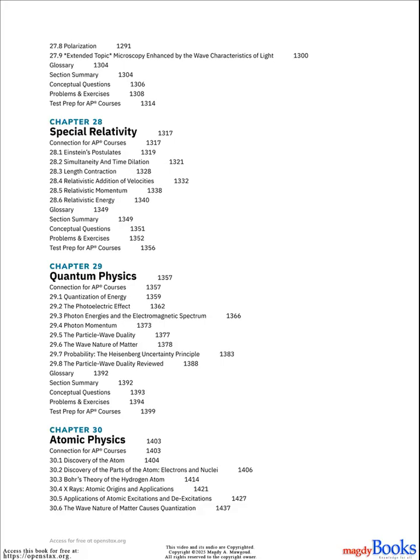29.4. Photon momentum. 29.5. The particle wave duality. 29.6. The wave nature of matter. 29.7. Probability. The Heisenberg uncertainty principle. 29.8. The particle wave duality reviewed. Glossary. Section summary. Conceptual questions. Problems and exercises. Test prep for AP courses.